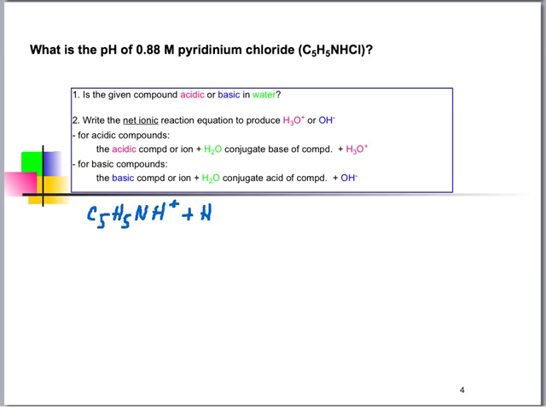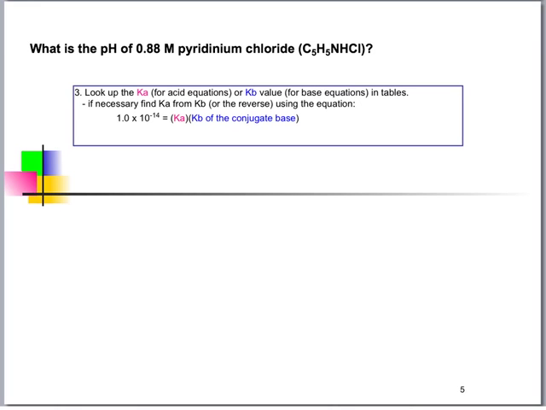As usual, we will take our acid compound, add water, and create our conjugate base. Conjugate base is 1 less H. And the H comes off the nitrogen, and it's 1 less H plus, so that's 1 less plus charge as well. And we have transferred that H to the H2O, so now we have H3O plus. That would be our reaction equation.